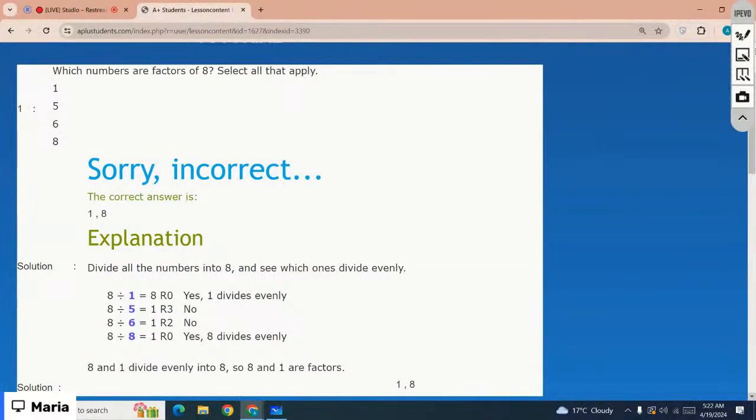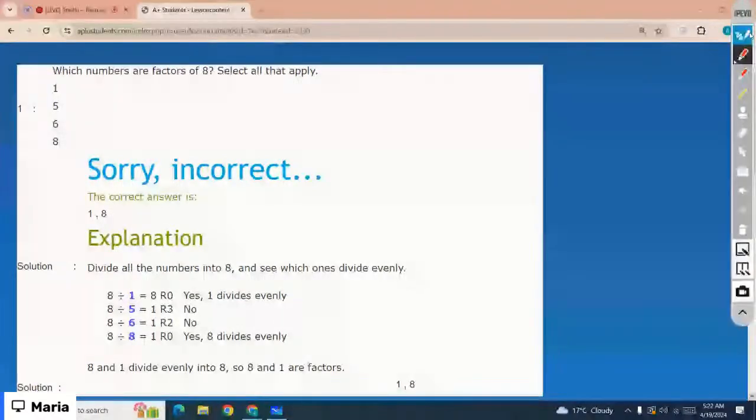So you have no remainder in the case of 8 divided by 1, because 1 times 8 is 8. That means 1 divides evenly. And 8 divided by 8 is 1, you have no remainder. That means 8 divides evenly. The rest of the two numbers have remainders, so they are not the factors. Let's just start with the test questions.